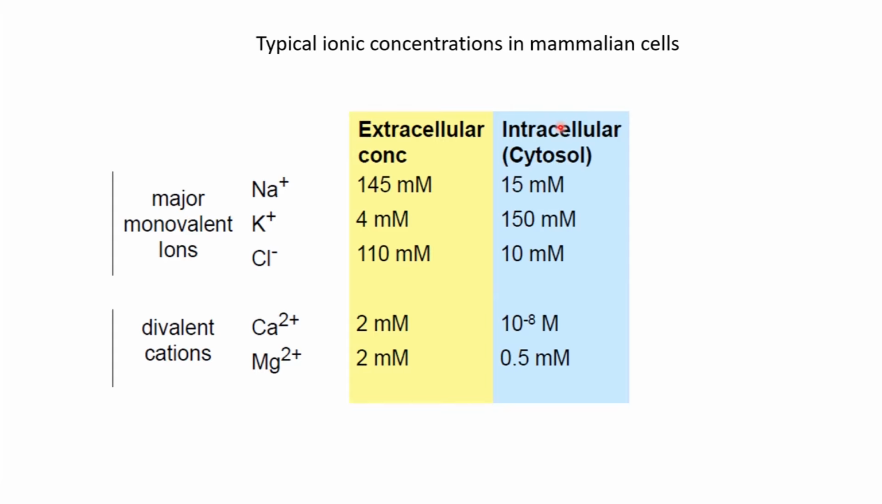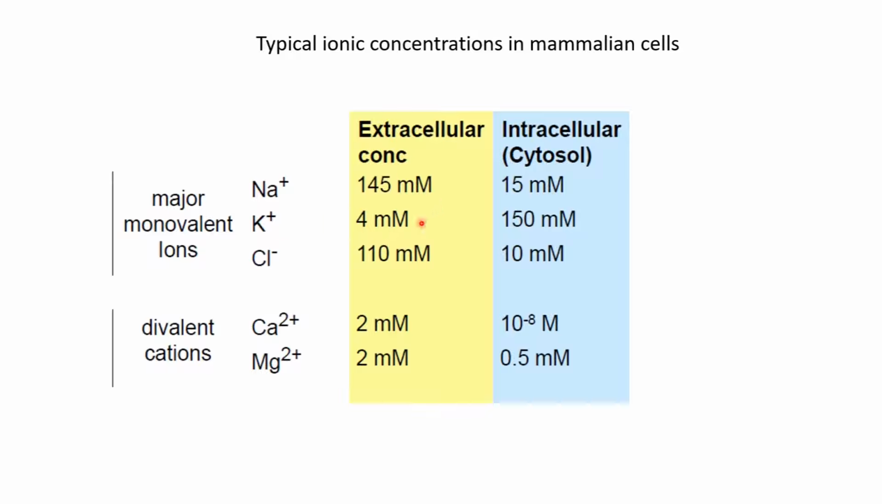And these columns show the concentrations of these ions inside the neurons here, intracellular or cytosolic concentrations. And this is the concentration of these ions outside the neurons or outside other cells. And as you can see, sodium is present in the cells at a concentration of about 15 millimolar, but its concentration is almost 10 times higher outside, about 145 millimolar.